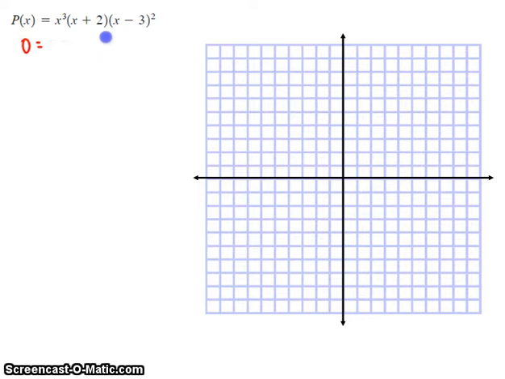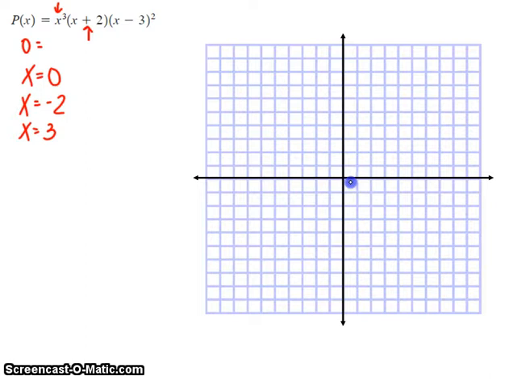So one way for this polynomial to equal 0 is if x actually equals 0. And we can see that right here. If x were 0 in this case, 0 times whatever this is times whatever this is, you would still get 0. So x equals 0 is one of our zeros. x equals negative 2 is another zero, and we can see that from this part right here. And then x equals 3 is another zero, and we can see that here.